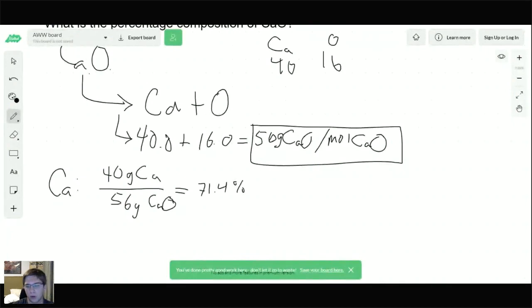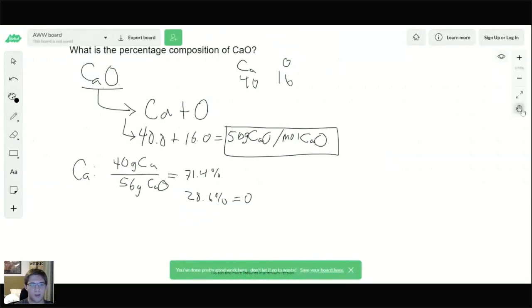So that means that when we have 1 mole of this compound, it's going to be 70 something percent calcium. And then we can estimate it to be 28.6% oxygen. We found that just because it has to add up to 100%. So does that make sense? You know how to find it, what we did, and how to actually do it.